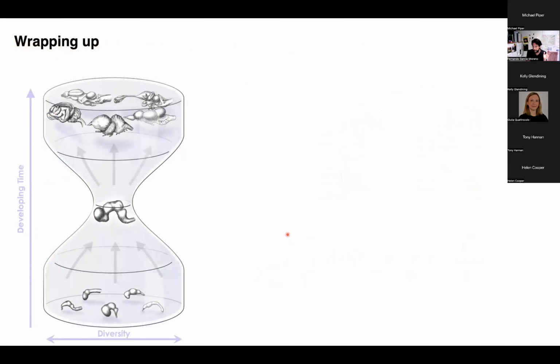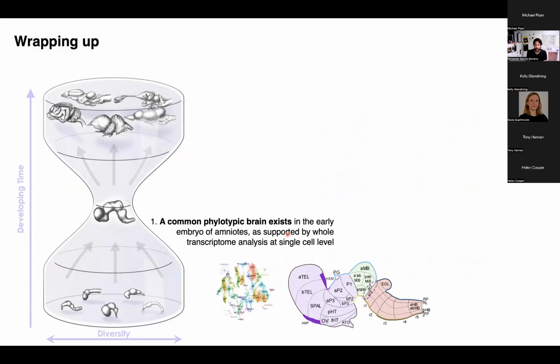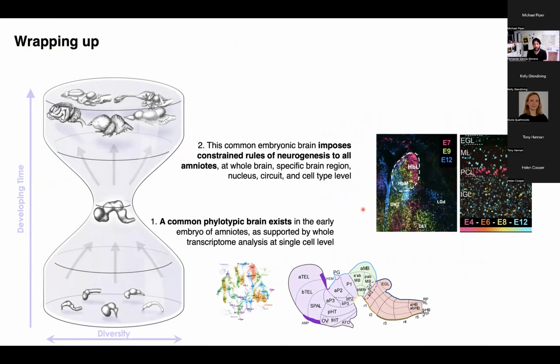So to wrap up, to finish my talk today, I wanted to summarize the three main topics that I presented to you. First, we have identified a common phylotypic brain that exists in the early embryo of amniotes and also of the different vertebrates up to zebrafish that we have researched. And this is supported by a whole-transcriptome analysis at single-cell level. Second, this common phylotypic brain imposes constrained rules of neurogenesis on all amniotes that we have researched. And these neurogenic rules are conserved from whole-brain level to specific brain areas, to circuits, and also to cell type levels.